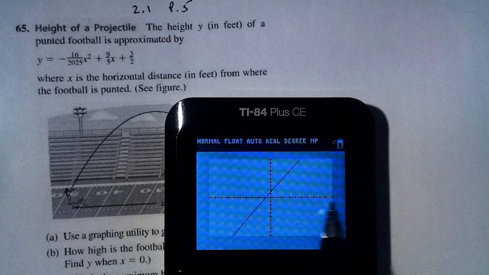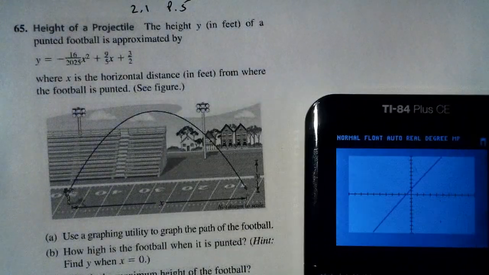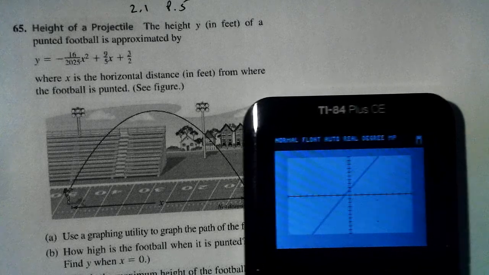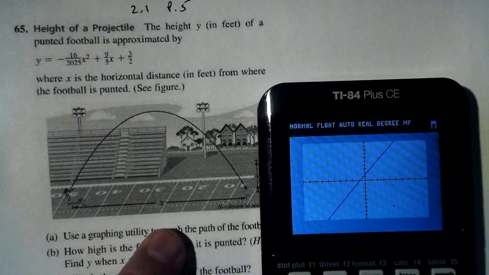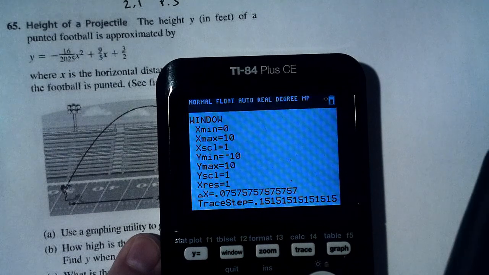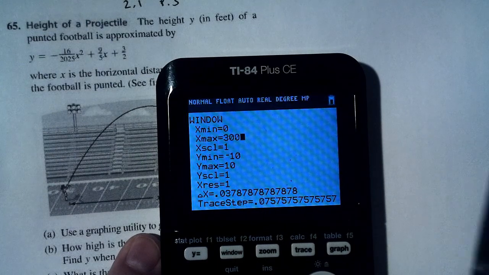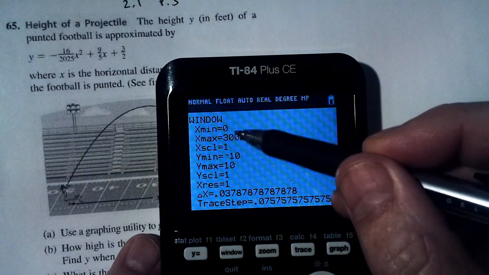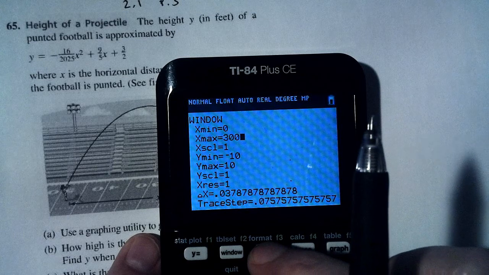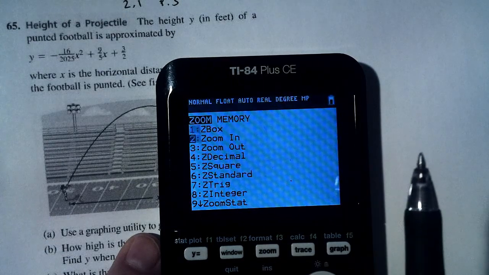I need to go downfield some. So I'm going to go downfield, and let's see, this is in feet. Well, a football field's 300 feet long, and this is shorter than that. So I'm going to go window 0 to 300. And then if you have a reasonable idea what domain you want to use, a really neat option is zoom fit.